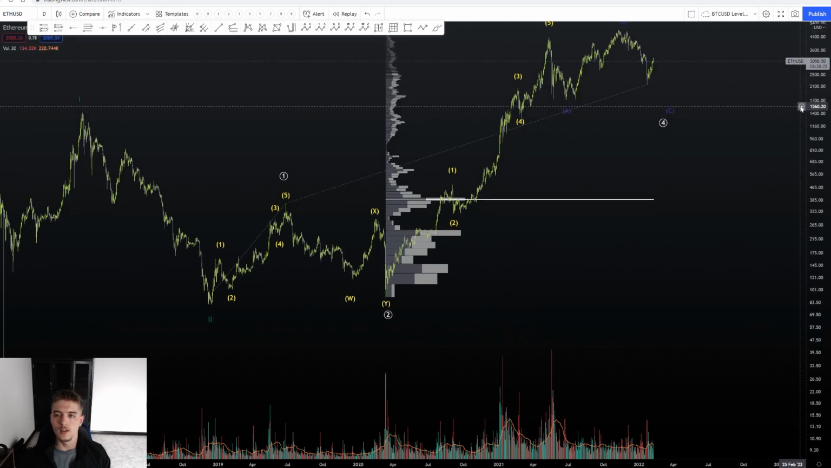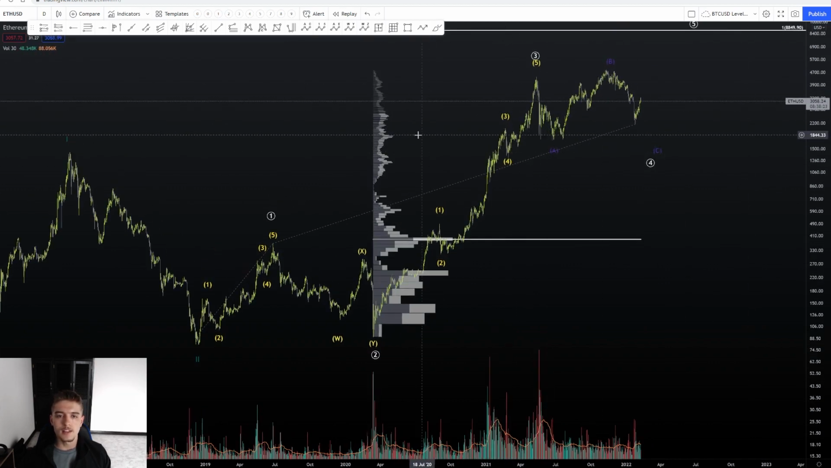And currently we already came down to this volume node right here around 1800. The next one, my best guess, if we were to lose this one right here, is we'd probably be expecting to come all the way down to this next volume node, around 1300 to 1200-ish. So that would be the next area of support as far as volume goes to the downside.